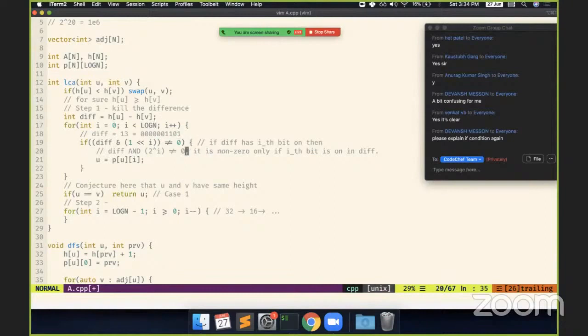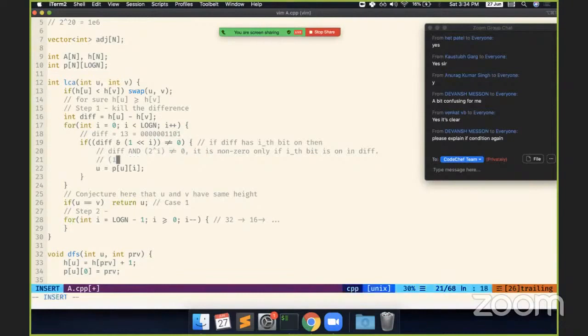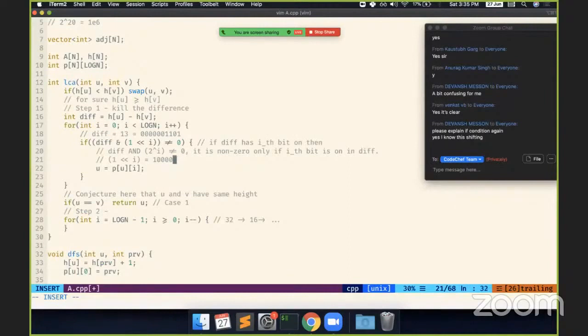The way you check that is you say, okay, 1 shifted by I bits is actually 2 to the power I. I assume you might not know this, but this is bit shifting. So what this means is take 1 and shift it I times. So the number of zeros that you see here is basically I zeros. So this is actually equal to 2 to the power I in binary.